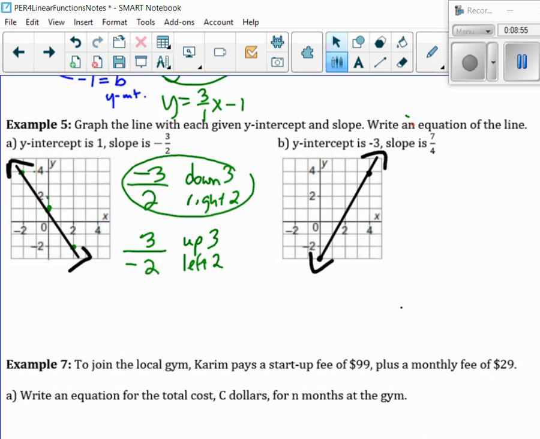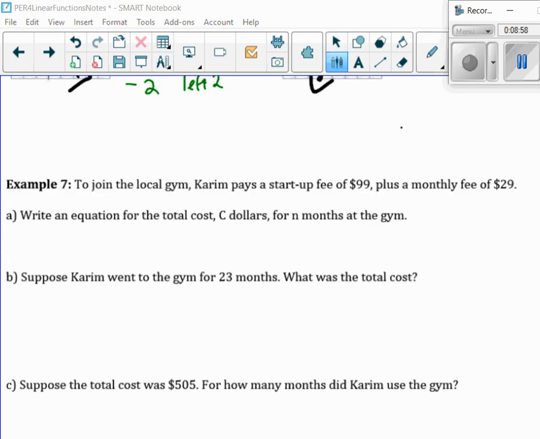All right. So now we have a word problem. To join the local gym, Kareem pays a startup fee of $99 plus a monthly fee of $29. Write an equation for the total cost C for n months at the gym. So if it provides you with the variables here, you need to use those variables. You cannot use y and x, right? You have to use their variables.